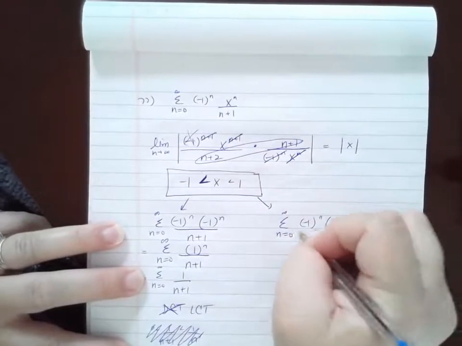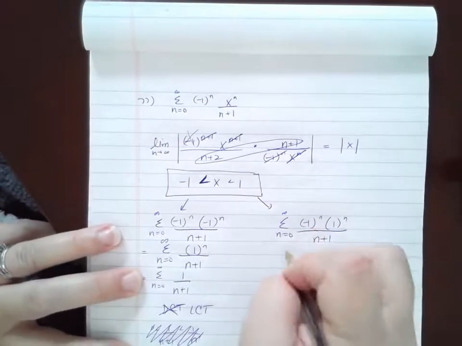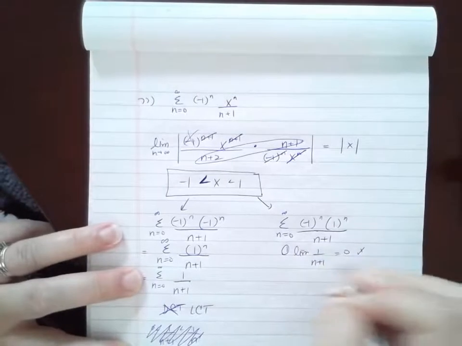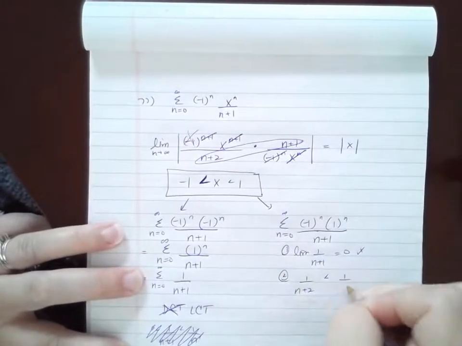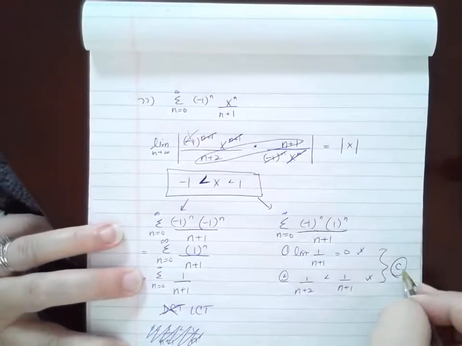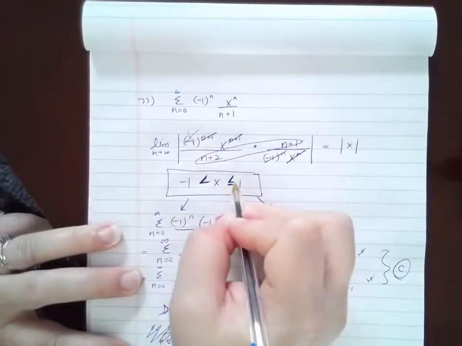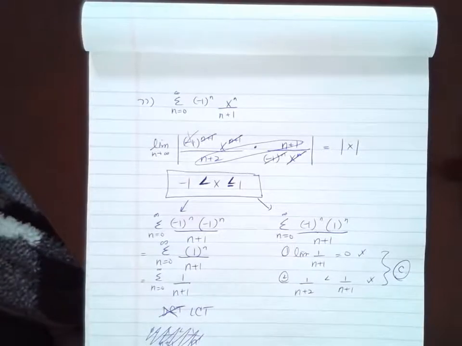Plug in 1, and I now have an alternating series. The limit of 1 over n plus 1 is equal to 0. 1 over n plus 2 is a smaller fraction than 1 over n plus 1. So according to these, it's convergent, which changes that symbol to an equal sign as well. Okay, we're getting close, 78.